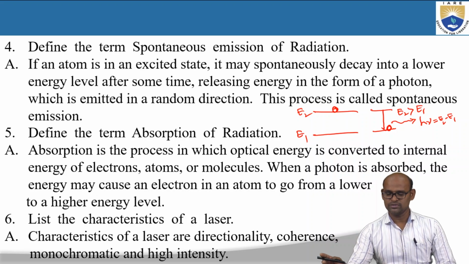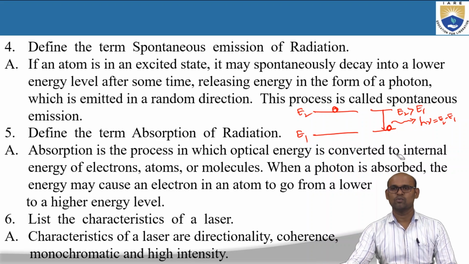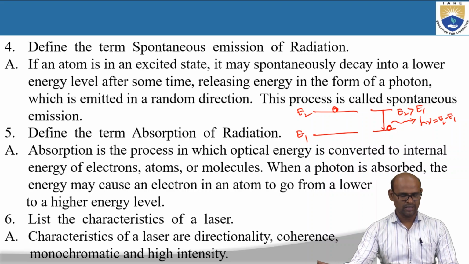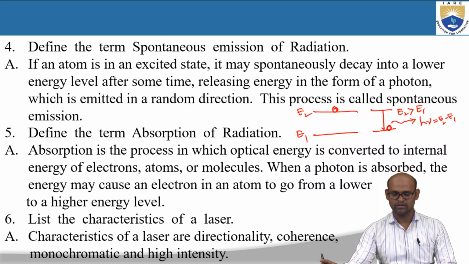In spontaneous emission, the atoms in the higher energy level or excited state decay to the ground state by emitting a photon, and this decay from excited state to ground state is spontaneous emission. We are not going to provide any energy or any photon to the atom in the higher energy level.